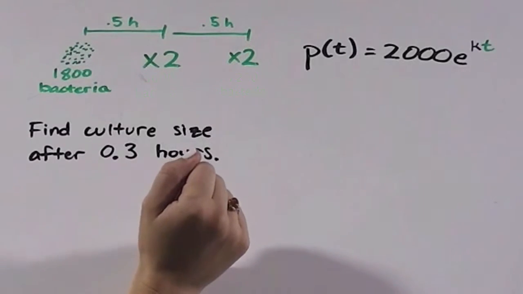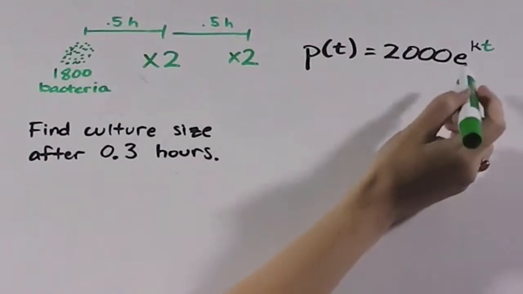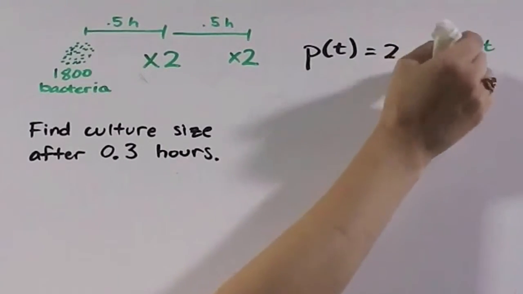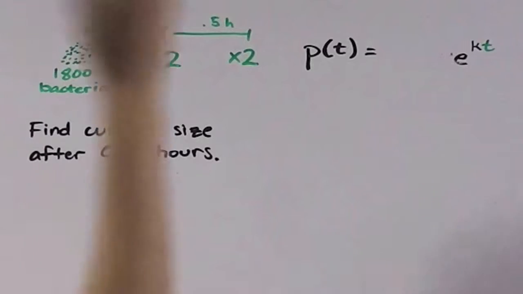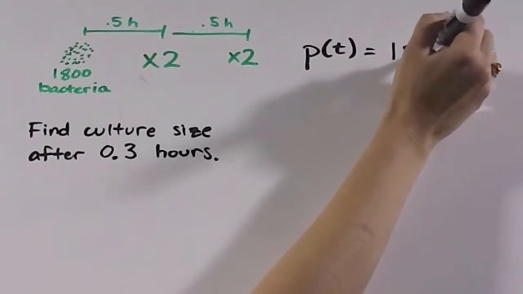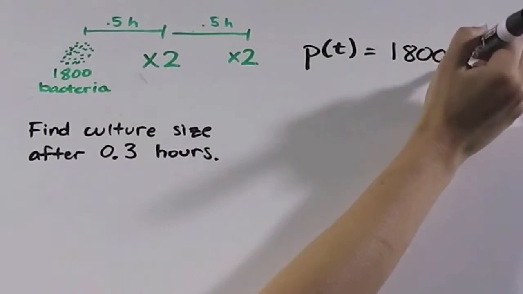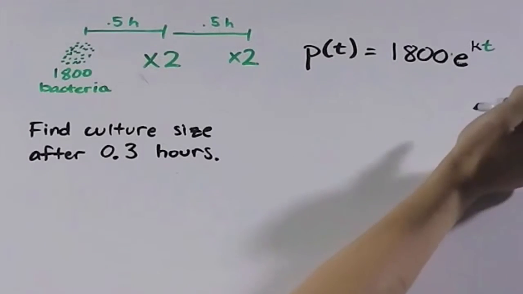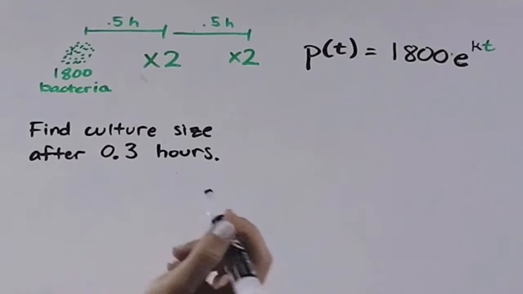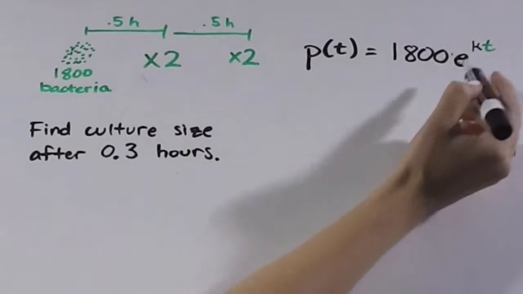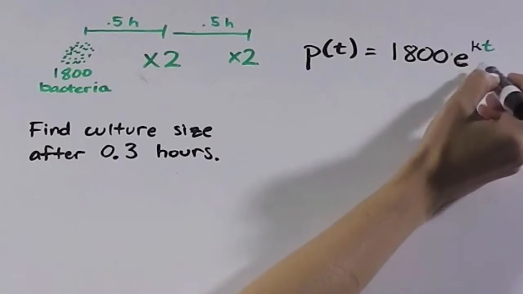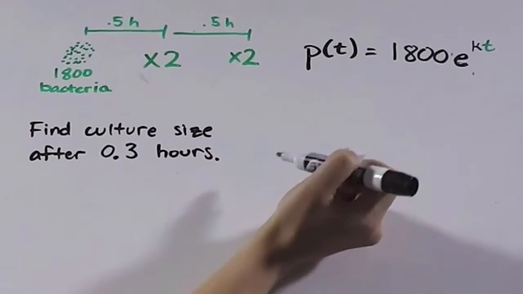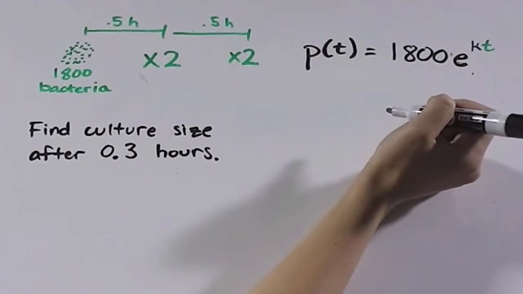So if they double every half hour, and we have t in hours, this should actually say 1800 bacteria, because we start out with this many and they grow by a factor of e to the kt, where k is some constant and t is time in hours. So we need to figure out this constant before we can figure out the culture size after 0.3 hours. So how are we going to do that?